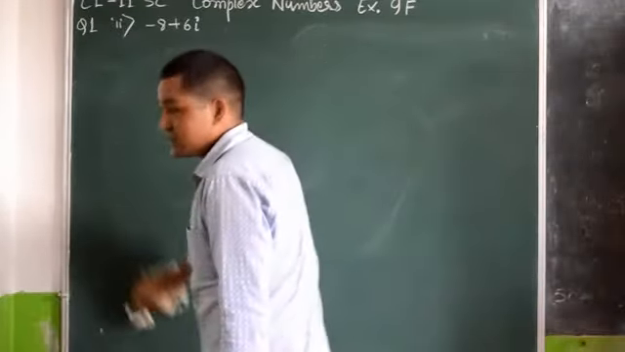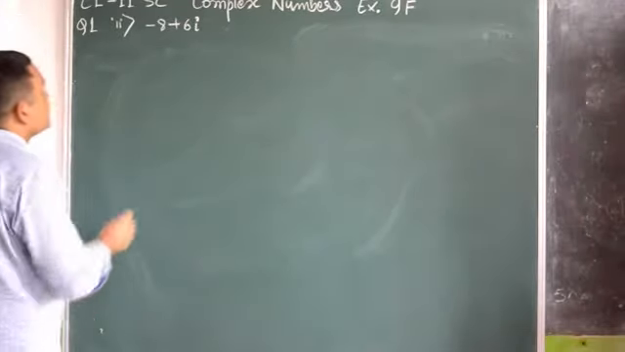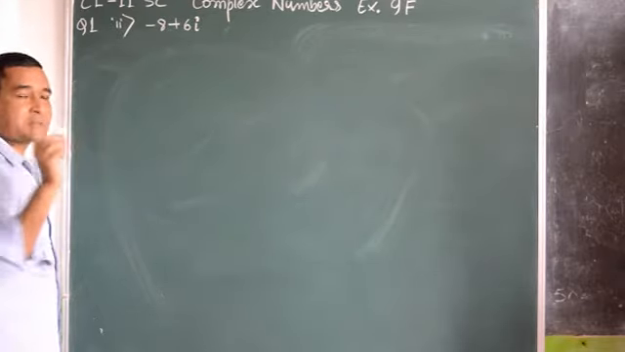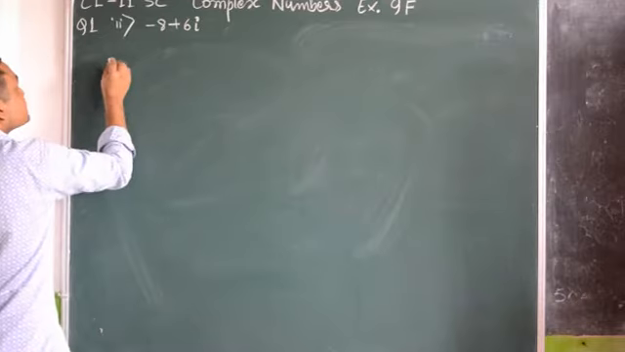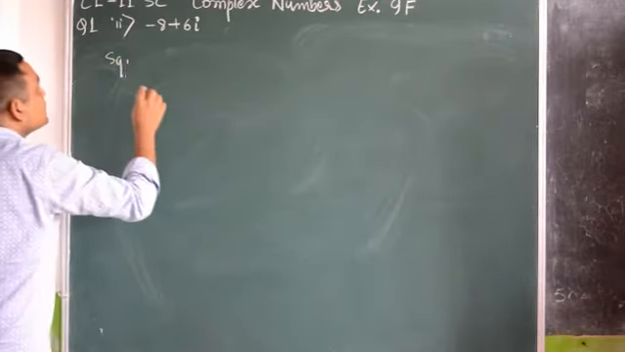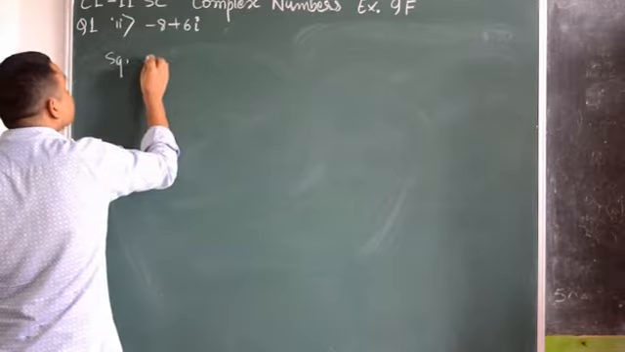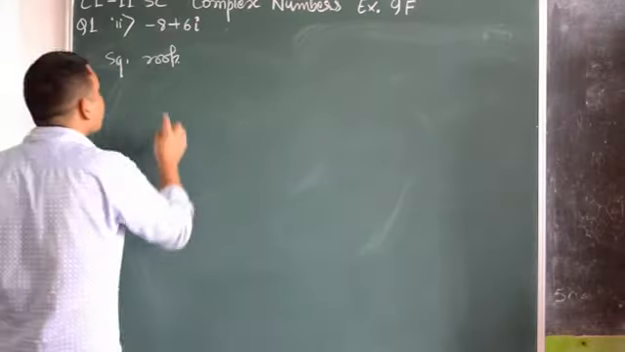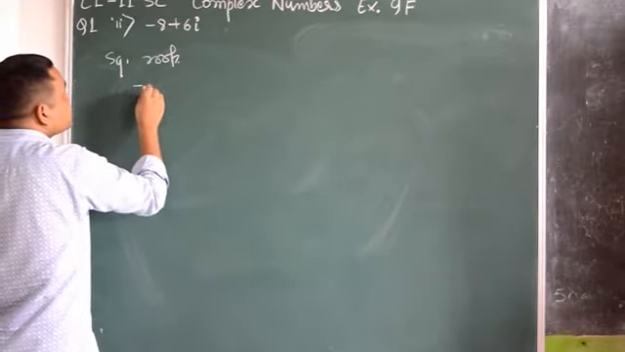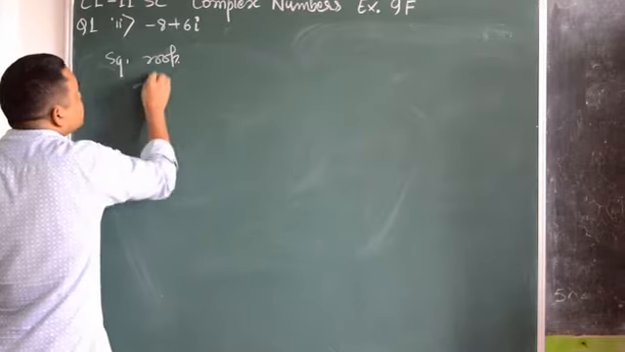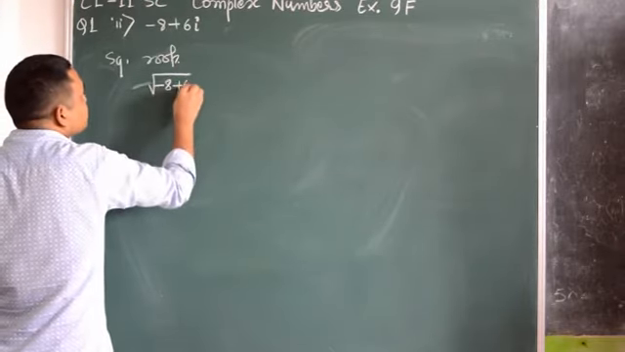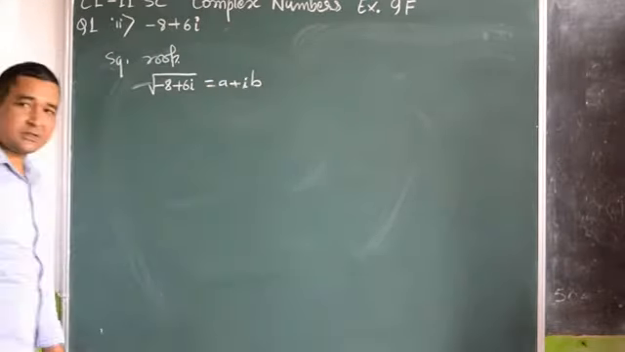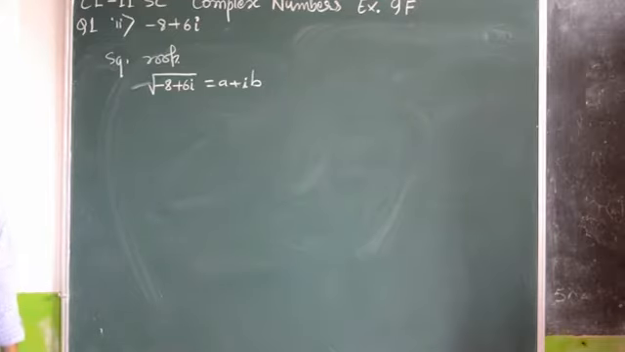Now we'll follow the same steps to get the answers to these questions. Number 1. Consider the square root of minus 8 plus 6i equals a plus ib. This is the first step to consider.